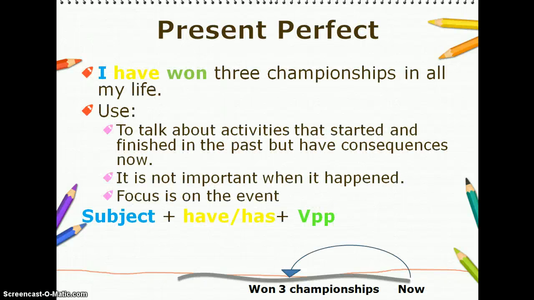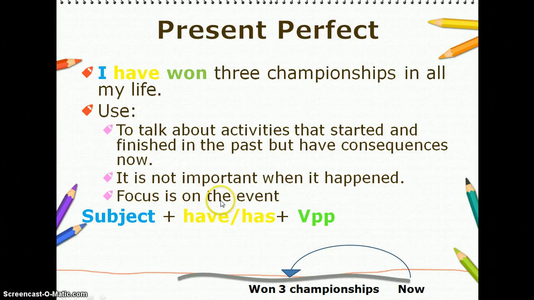So if we have a look at the present perfect, it's nothing new. I'm sure you've all seen it already. So the example we've got is, I have won 3 championships in all my life. Okay, and we're talking about an activity that started and finished in the past, but has a consequence now. All right, so what is the consequence? We've won 3 championships. When did this happen? We know it was sometime in the past. We don't know exactly when. And it's not really necessary to know when exactly this happened. All right, the whole idea is that it happened. So the focus is on the event.